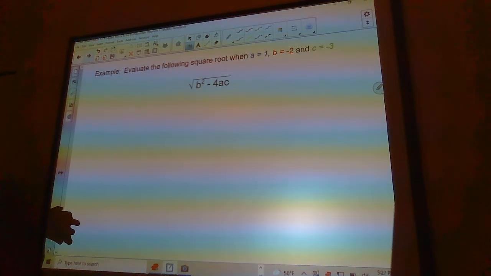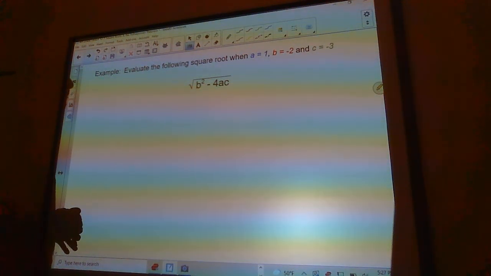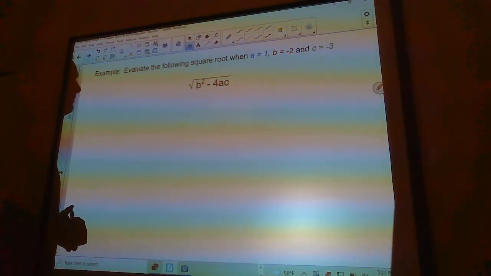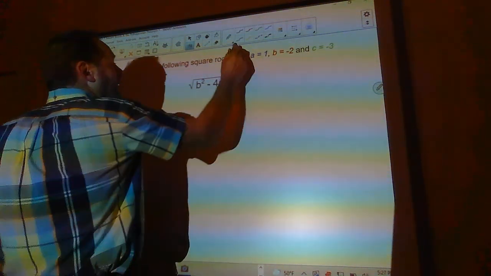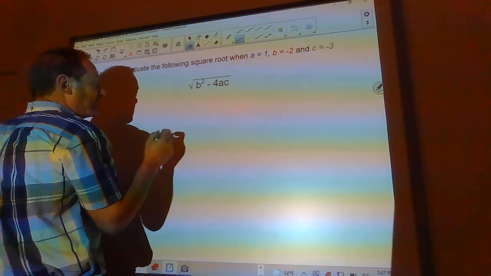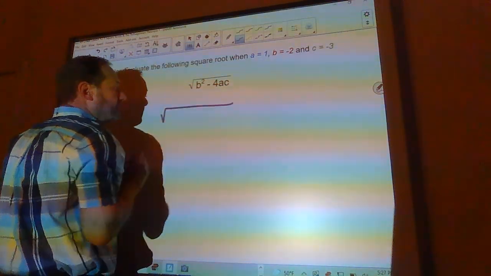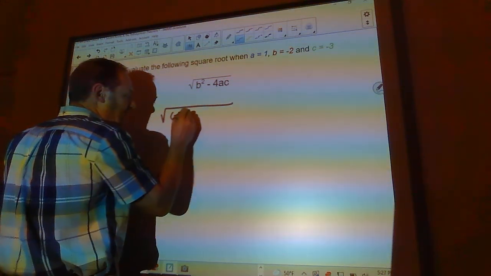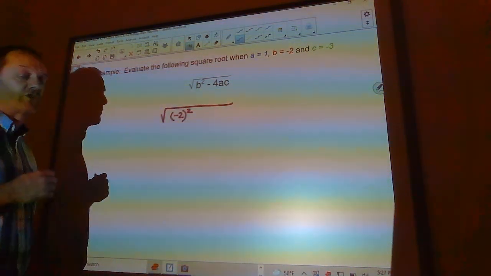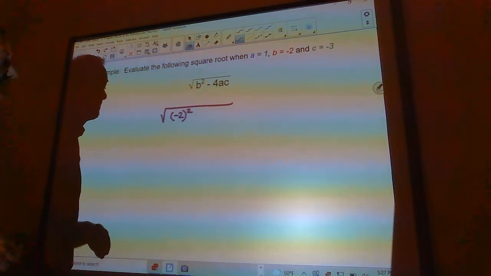All right, evaluate the following square root when a equals 1, b equals negative 2, and c equals 3. And I want the square root of b squared minus 4ac. All right, so here's what I'm going to do. I'm going to take these numbers and sub them in here. So I'm going to have the square root. B is negative 2. Make sure you put that in parentheses because I'm squaring negative 2. I want negative 2 times negative 2.